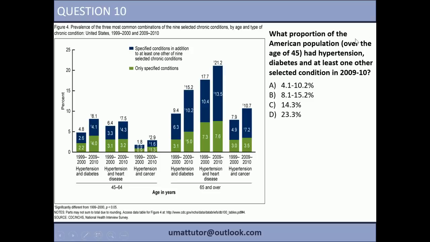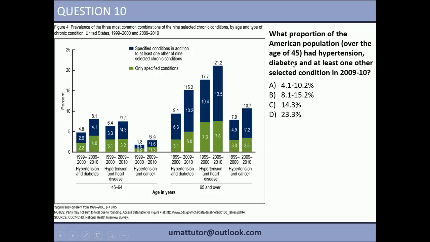Now the next part is saying over the age of 45. That's not particularly helpful because you can see everyone in the study, or everyone shown in the graph, is over 45. The main distinction here is whether you're over 65 or not. But over 45 is everybody shown in the graph. So we can't really focus in on one particular part of it just yet. But it's asking us for the people who had hypertension, diabetes, and at least one other selected condition.